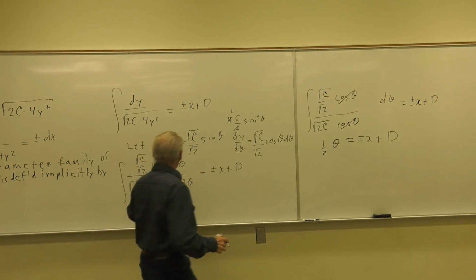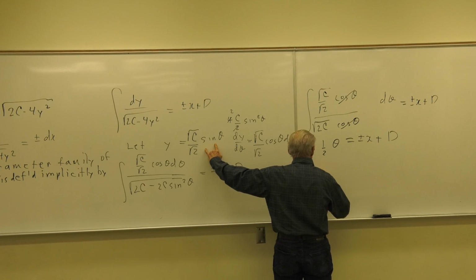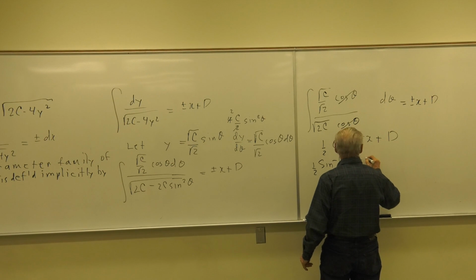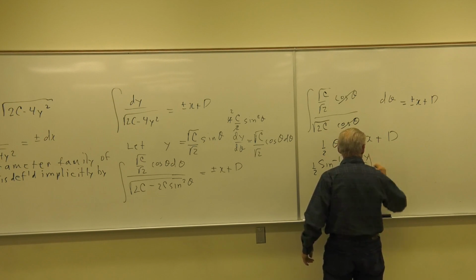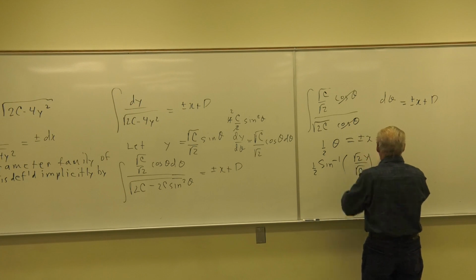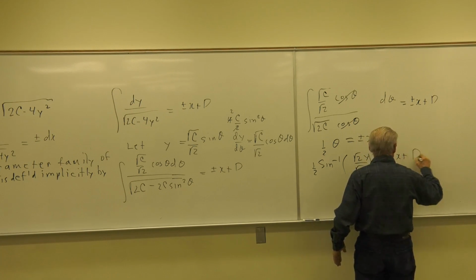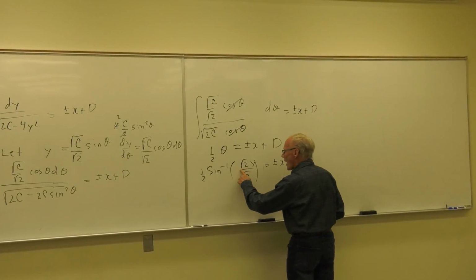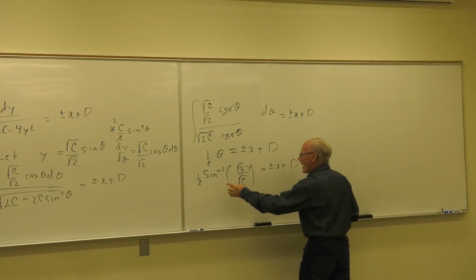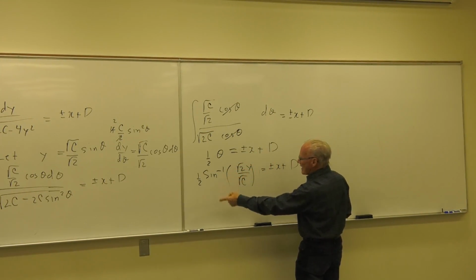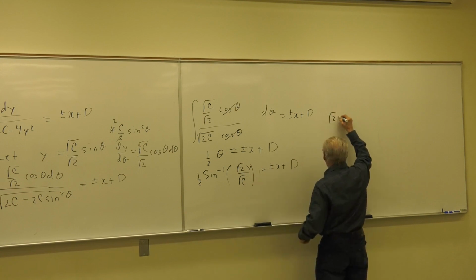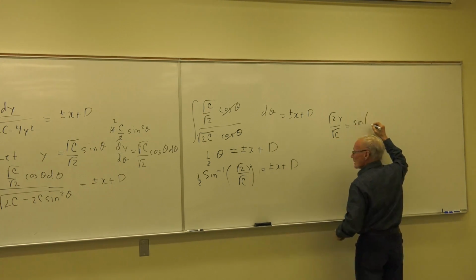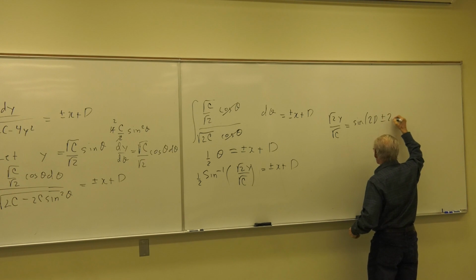Put back for theta. What is theta equal to from here? One half theta is equal to the inverse sine of root 2 y over root c, which is equal to plus or minus x plus d. We're getting there. Now the objective, solve for what? Up with the 2, up with the 2, and then take sines of both sides. We'd have root 2 y over root c is equal to the sine of 2d plus or minus 2x.